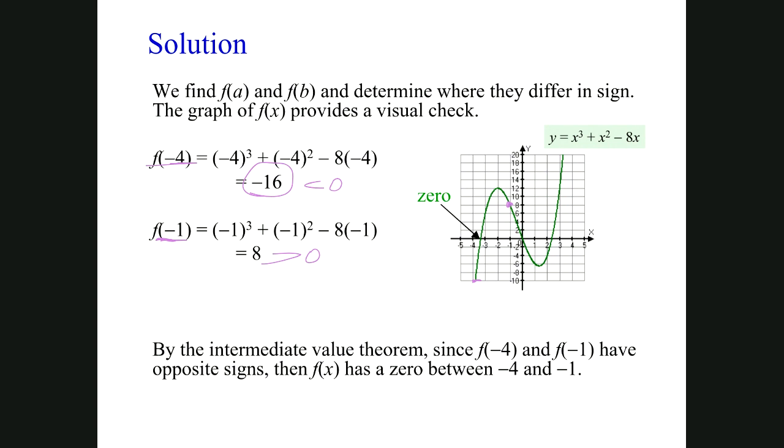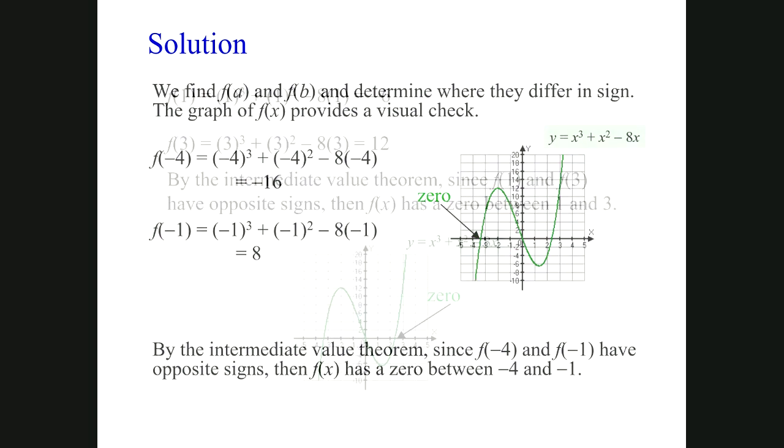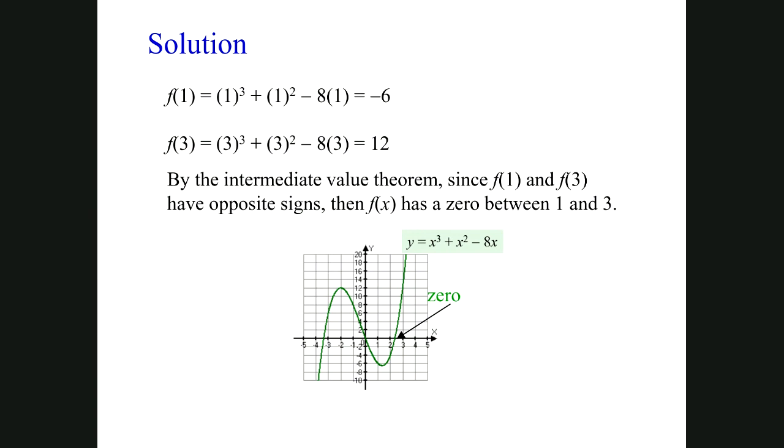So that means between negative 4 and negative 1, the graph must pass the x-axis in here. So there's a zero, they call it a zero, between negative 4 and negative 1 in here. Okay, so that's called the intermediate value theorem in here. How about between 1 and 3?